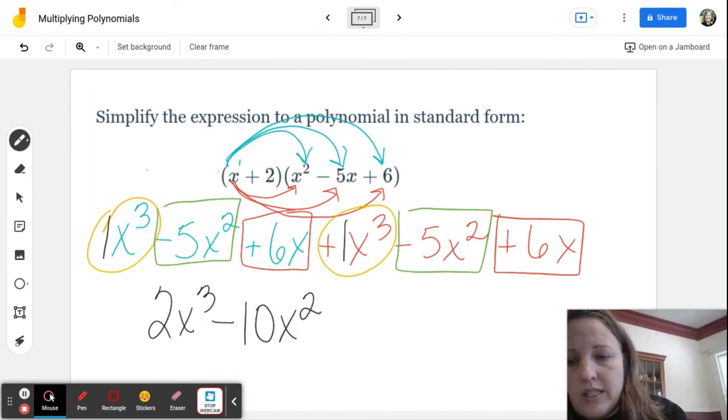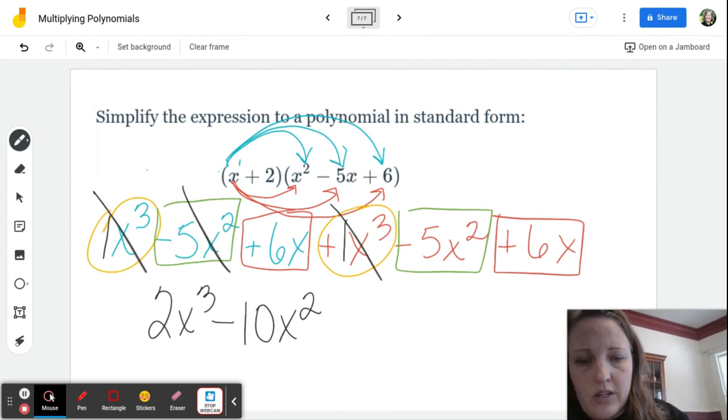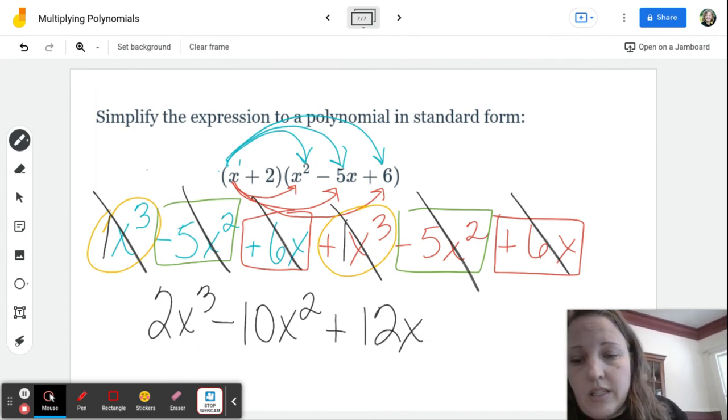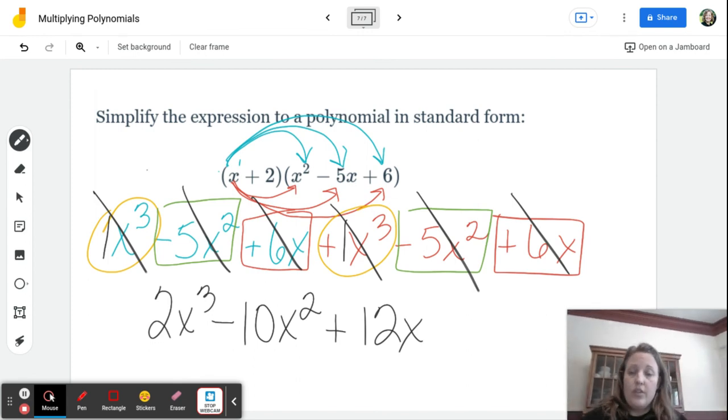And again, when you get these big ones, if you need to cross them out as you go, right? So that you remember what you did. And then 6x, so a positive 6x and a positive 6x is a positive 12x. Cross them out and you're done. This is in descending order, a polynomial, a trinomial, to the third degree, a leading coefficient of 2. It has other coefficients of negative 10 and of 12.